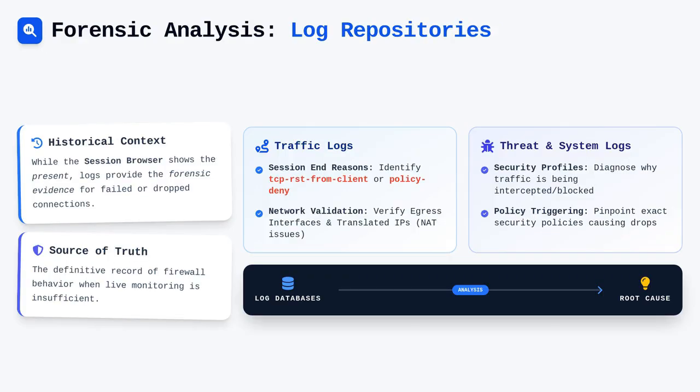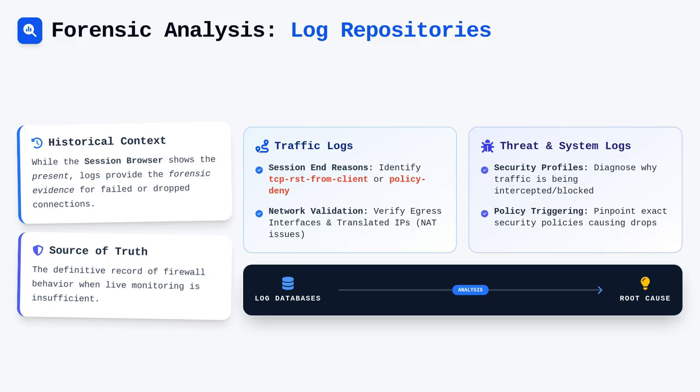While the session browser gives us the present state, the log repositories allow us to perform the necessary forensic work after a connection has failed or been dropped. The traffic, threat, and system log databases are where we find the historical context of traffic events, including why a specific packet was blocked or which policy was triggered. Within the traffic log, checking the flags for session end reason is critical. Seeing a reason like TCP reset from client or policy deny helps narrow down the search space significantly.